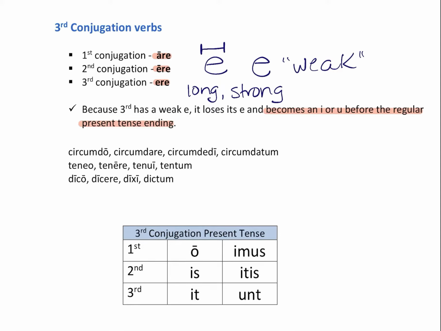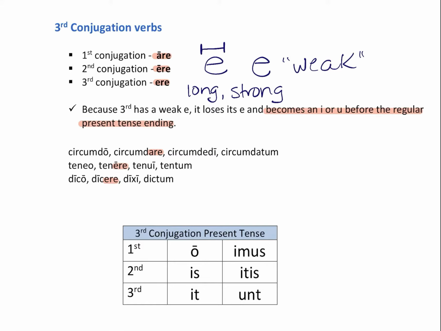Circumdo, circumdare, circumdedi, circumdatum. It is first conjugation. It doesn't have a macron, but that's okay. It does have an ARE. Teneo, tenere, tenui, tentum. Second conjugation because it's got that strong E in it. And here we have third conjugation. Dico, dicere, dixi, dictum. It's again got the short E, the weak E, and this is how you conjugate. These are the endings here.